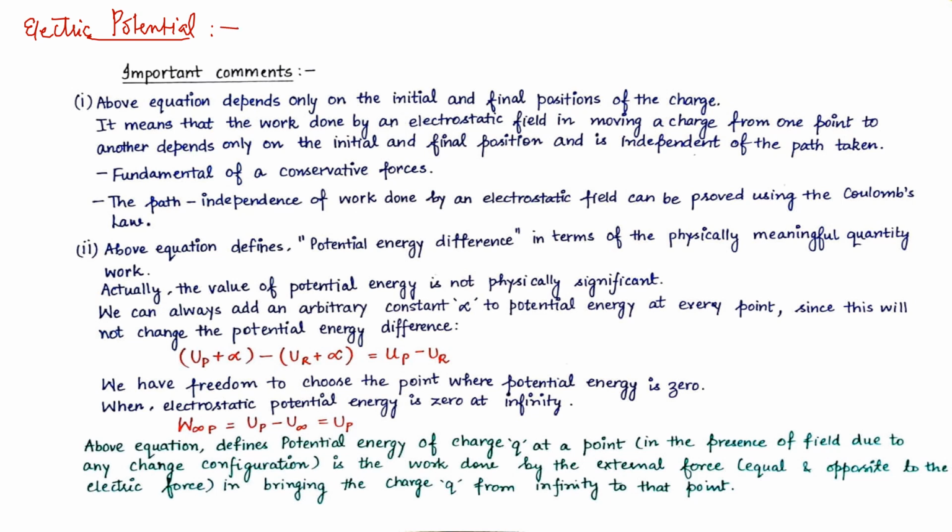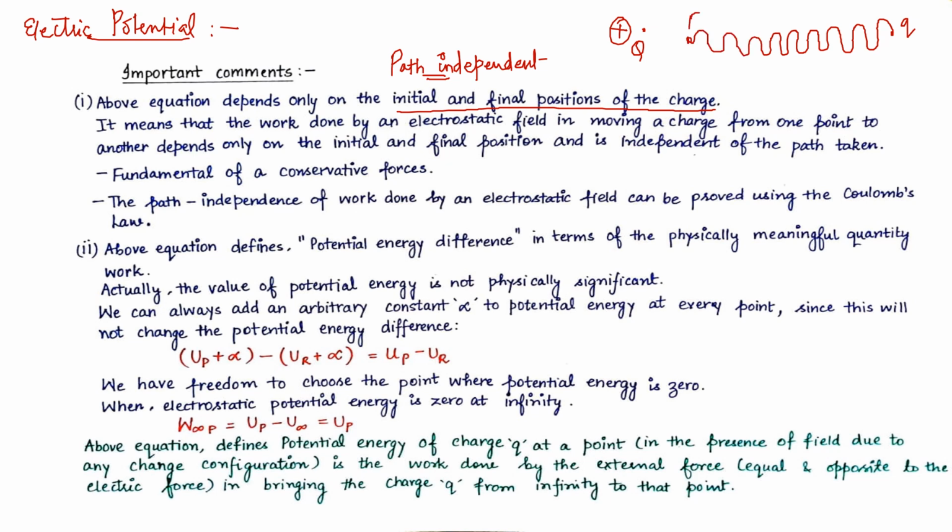The above equation depends only on the initial and final position of the charge. What the initial and final position of the charge implies is that it is path independent. What this means here is that our charge is present over this point and our plus charge is present over this point. Now this charge wants to roam around. It will go like this, and now it will come to point P.